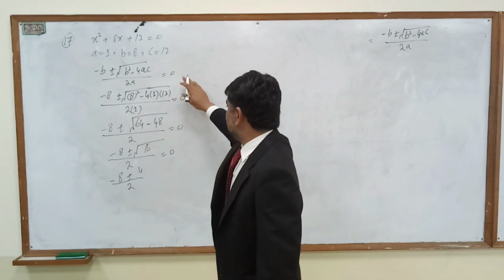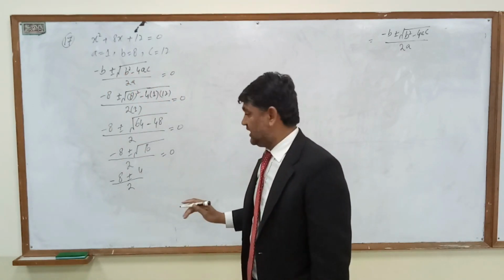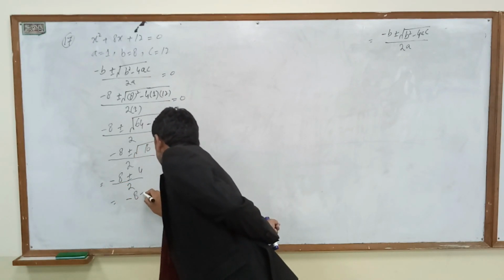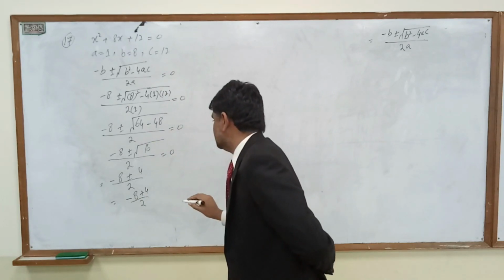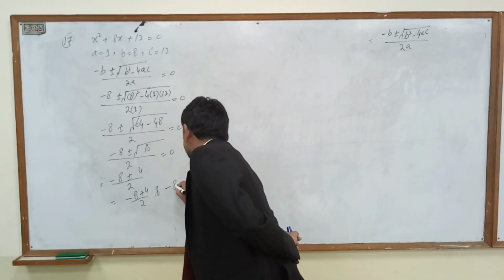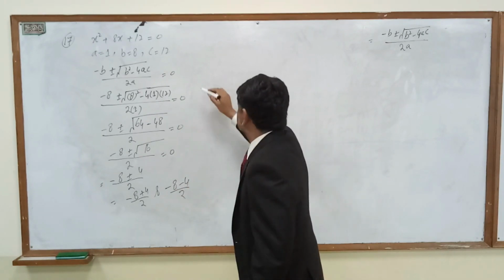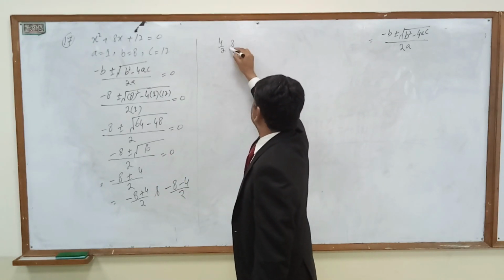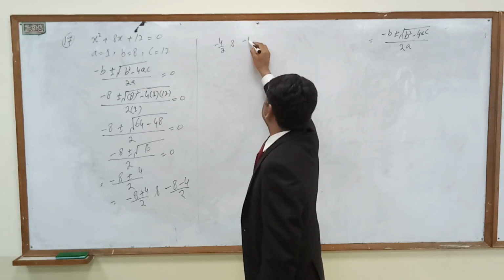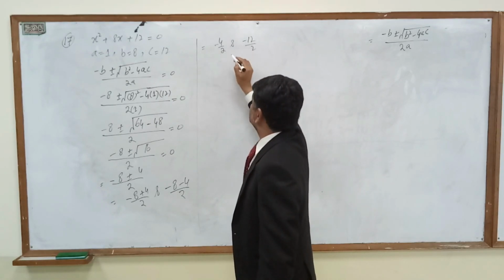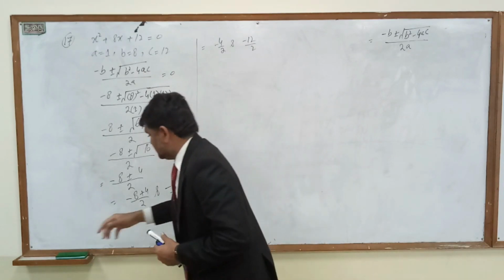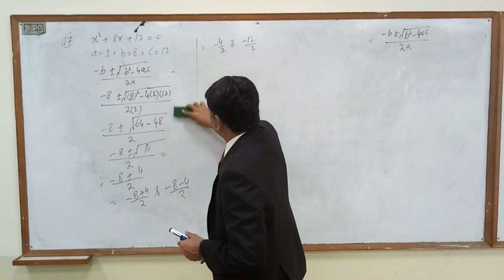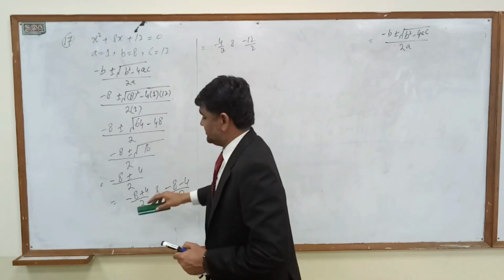I think we place the equal sign on the left side of the formula. Okay, so we can simplify it. Minus 8 plus 4 divided by 2, and minus 8 minus 4 divided by 2. So minus 4 by 2, and minus 12 by 2. Yes, you have to place the equal sign on the left side of the equation. Clear, students? Because we are talking about the quadratic formula.